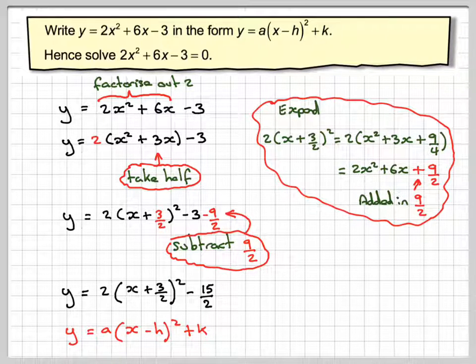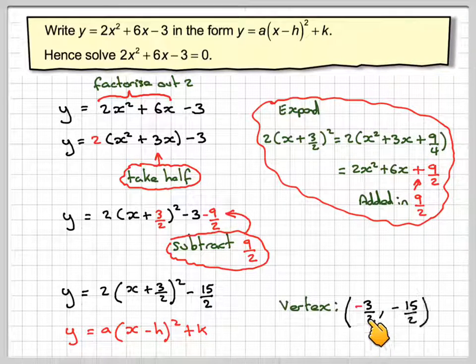It's now in that format because a is 2. h is actually minus 3 over 2. Notice the format is minus h, so that we've got plus here. So h is actually minus 3 over 2. When we look at the GeoGebra applet in a minute, we'll see that. And k is minus 15 over 2. So the vertex will be minus 3 over 2, minus 15 over 2. So let's have a look at this on the GeoGebra applet.